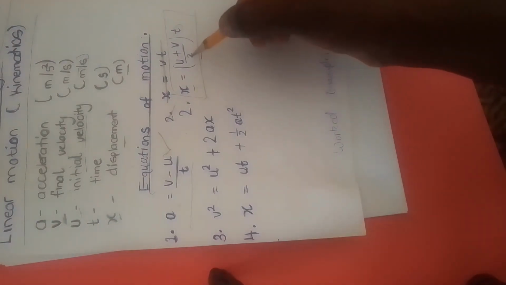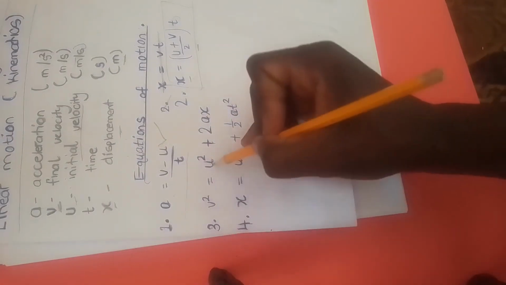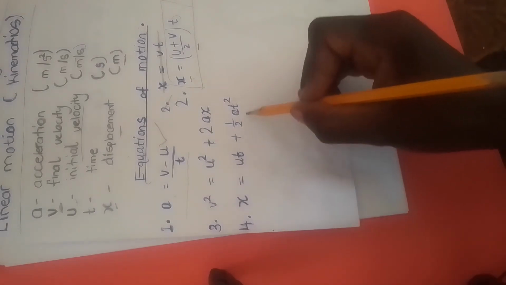Times time. Everyone knows this equation, even from primary school: distance is equal to speed times time. So displacement is equal to average velocity times time, and the average velocity is equal to (U plus V) over 2, in brackets, times time. So X is equal to (V plus U) over 2 times time. Then the third equation is V squared equals U squared plus 2AS. Then the final equation is X is equal to UT plus half AT squared.